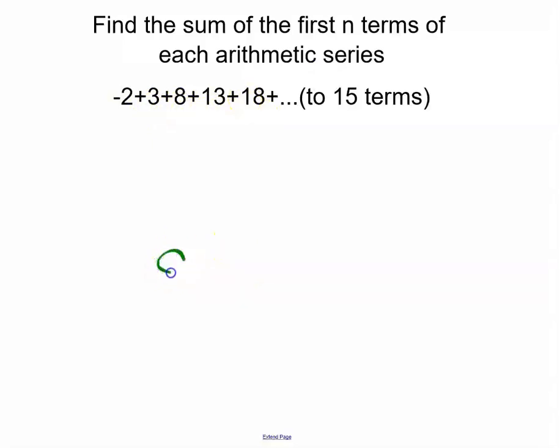And so we use the notation S sub 15. What this means is the sum, that's what the S stands for, of the first 15 terms. So I'm adding up how many terms? 15. So that means I'm going to have 15 divided by 2 pairs.